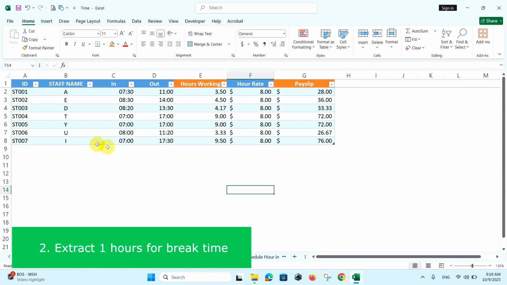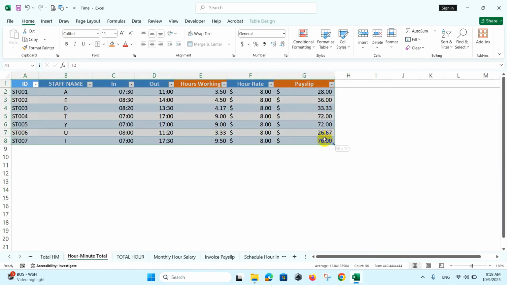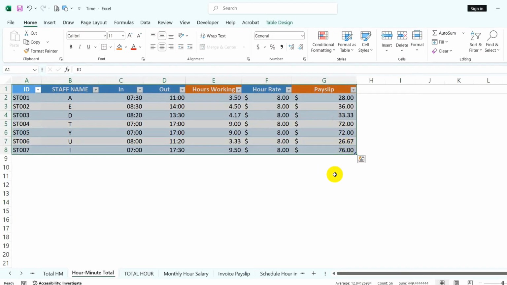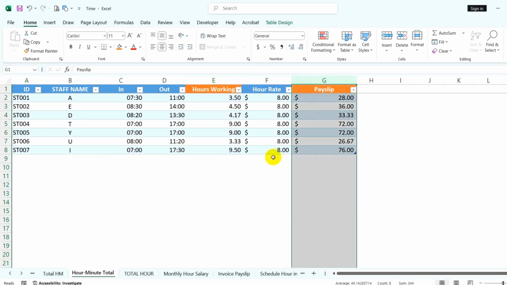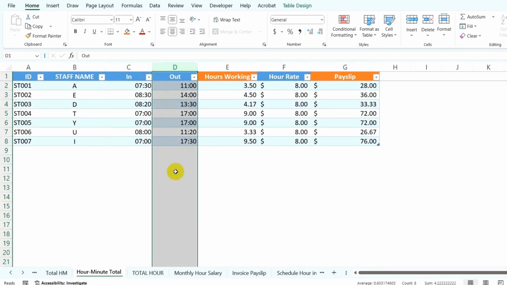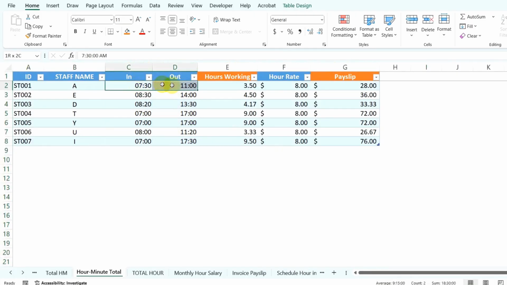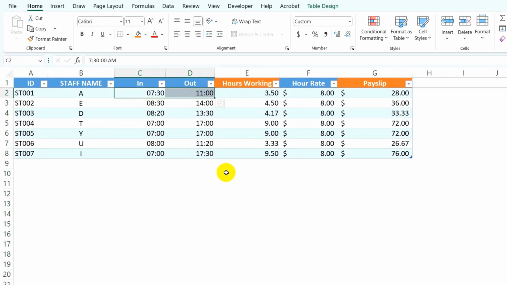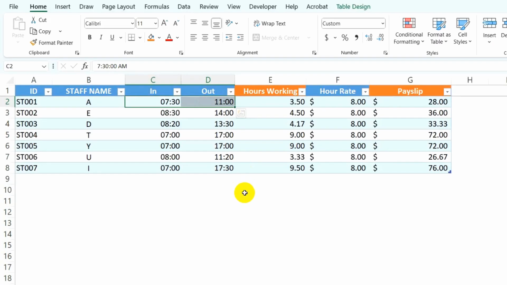2. How to calculate the hour working of staff but extract 1 hour for break time. This is an example for hour working of staff. And here is the payslip. And I have time in and out, the same example. I just explain to you that this time in and out is in the morning, so I don't extract break time. Okay, how to adjust or use a function to calculate.